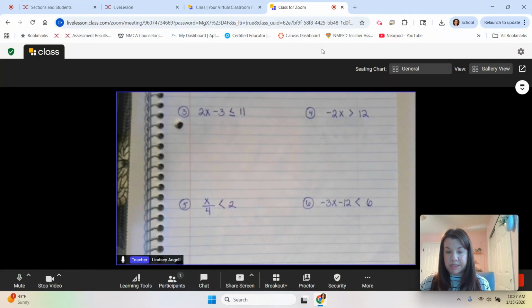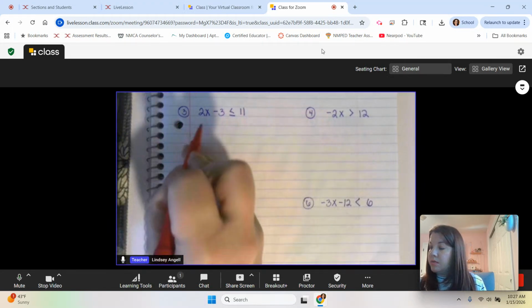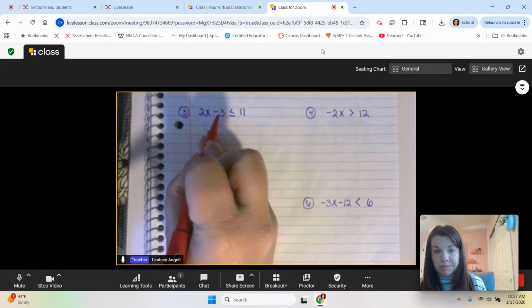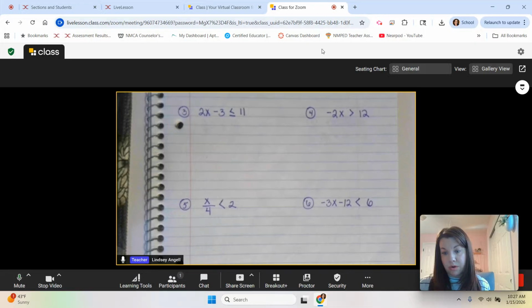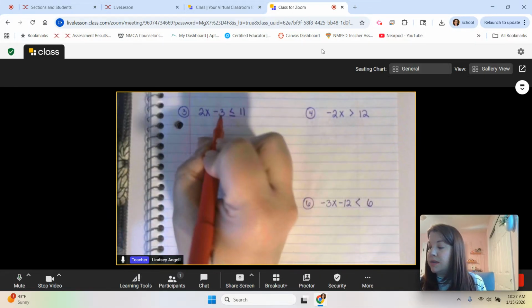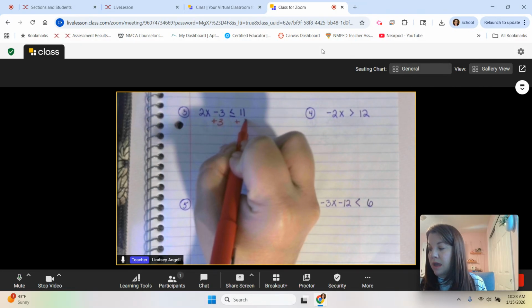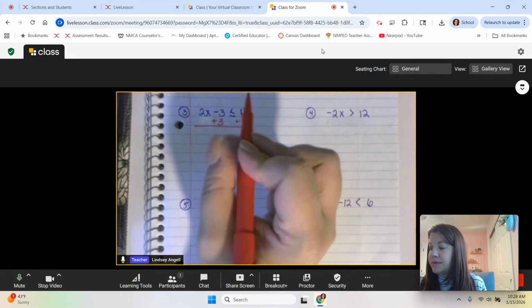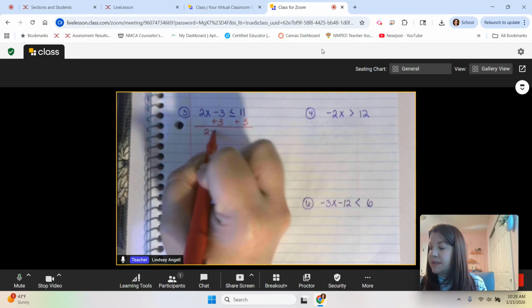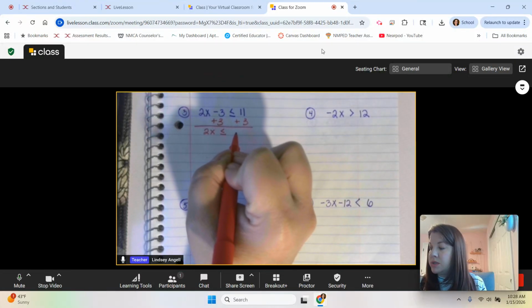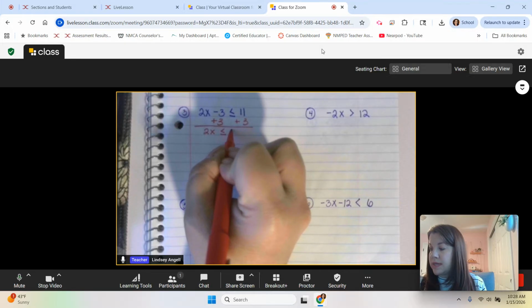Okay, this next one is a two-step problem. Remember, with two-step problems, first we get rid of addition or subtraction because we're working backwards through the order of operations. So right now I am subtracting 3. In order to cancel that out, I'm going to add 3 to both sides. That means I'm left with 2x is less than or equal to 14.